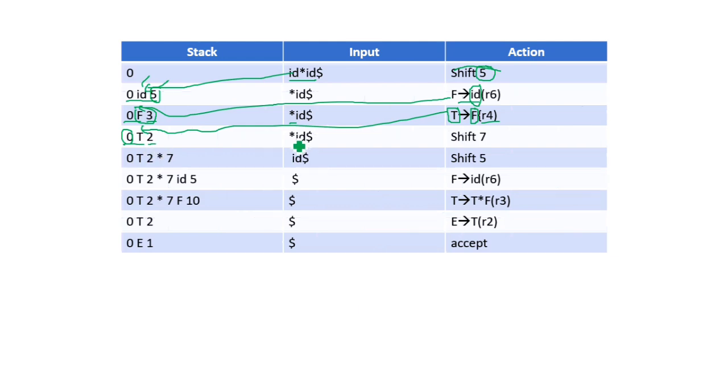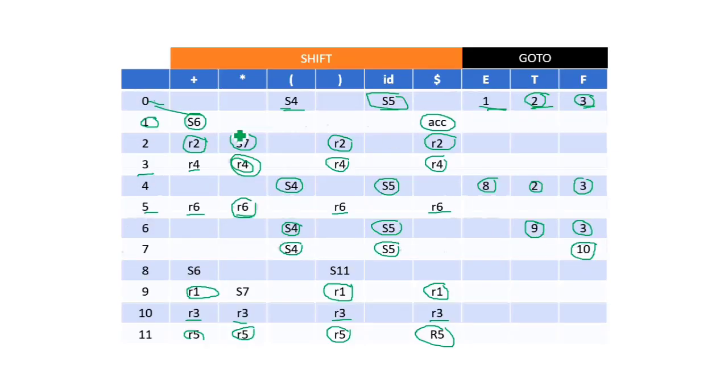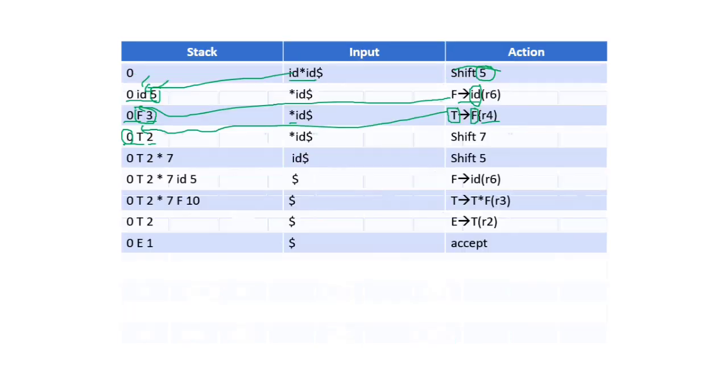Now 2 comma star. 2 comma star is actually shift 7, that is S7. So 2 is here and star is here. S7 means if it is a shift action, push one element inside the stack. So star will be pushed inside the stack. Then the corresponding number is pushed. So 7 is also pushed inside the stack.